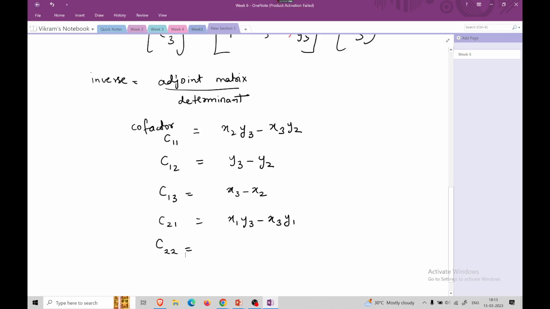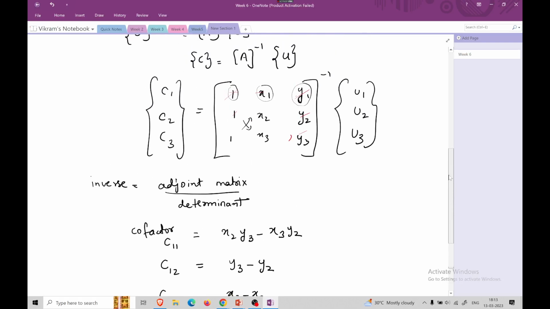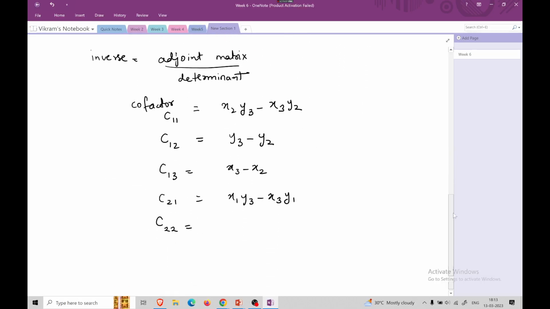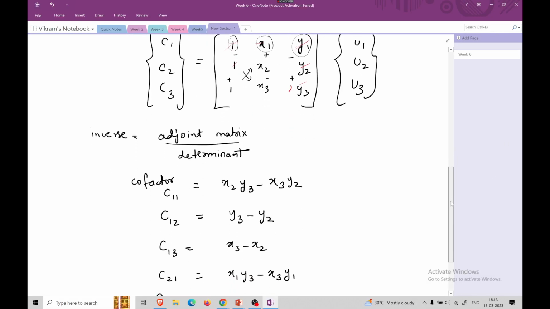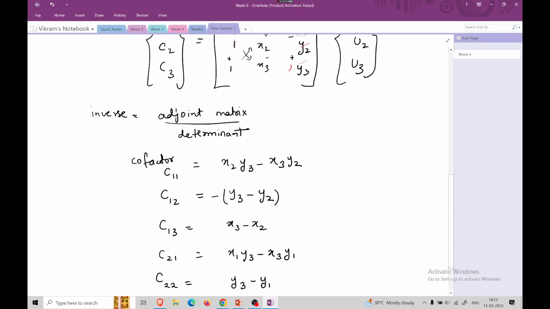C22 is going to be, I can say, y3 minus y1. Okay, so I have to do the signs accordingly. I forgot to put the sign. So this will be plus minus plus, minus plus minus, plus minus plus. So for 1 1 it is positive, for 1 2 it will be negative, for 1 3 again it's positive, for 2 1 it will be negative, then this is positive.